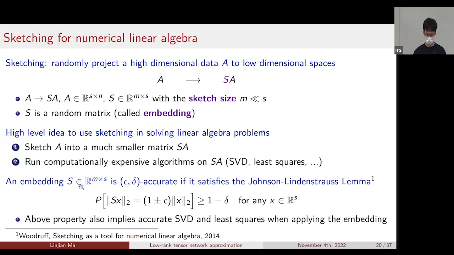One important property of the embedding S is called epsilon-delta accurate. Basically, we hope that for any vector or any data X, the norm of S times X will be very close to the norm of the original vector, and we hope that this will happen with high probability. This is called epsilon-delta accurate, and it is also discussed in the pretty famous Johnson-Lindenstrauss lemma. It seems that this property is only talking about how we can preserve the norm of sketched data, but this property actually implies accurate SVD and least squares solutions when we apply the embedding.